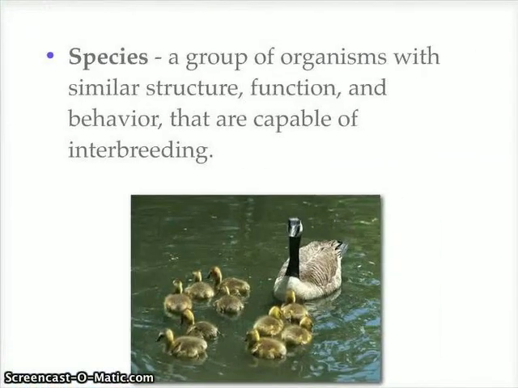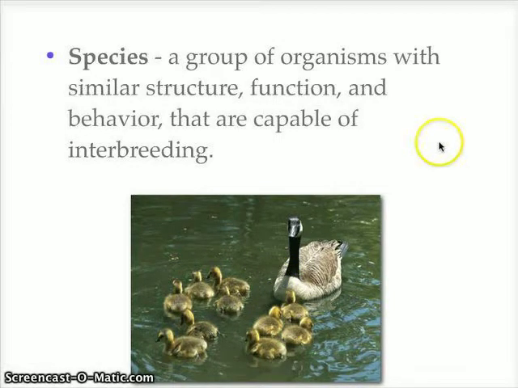And then I keep bringing up the word species. Well, a species is a group of organisms with similar structure, function, and behavior, and are capable of interbreeding. And in this picture, what we have here is the mother Canada goose. And once her ducklings grow to be adults, they'll have very similar colors. They're different colored now, but as they get older and become adults, they'll have longer beaks, longer wings, then they'll be able to fly, and they can actually interbreed with each other.